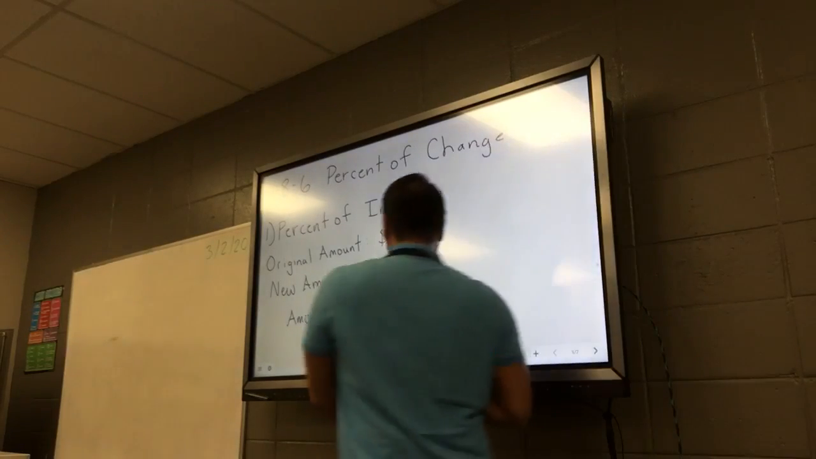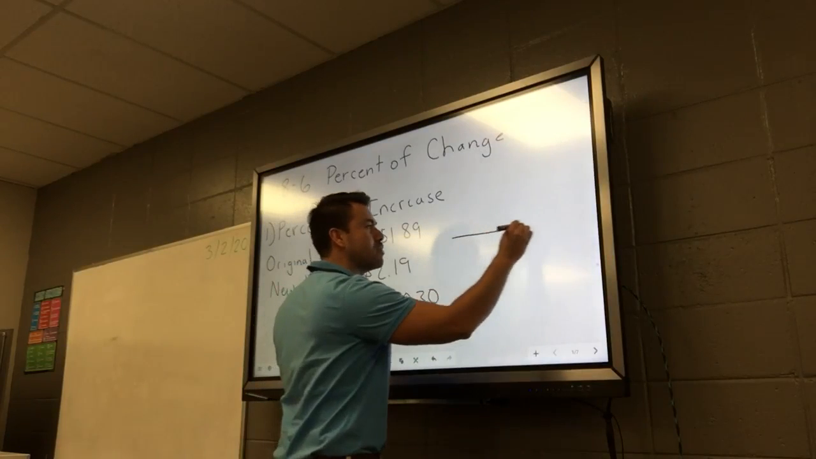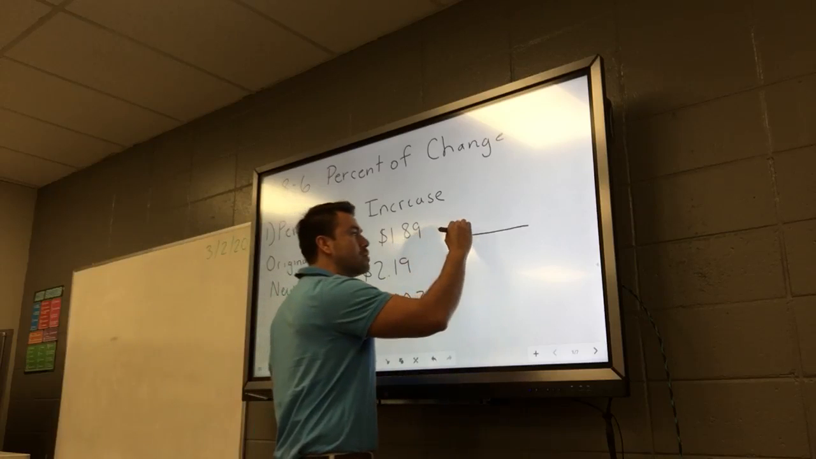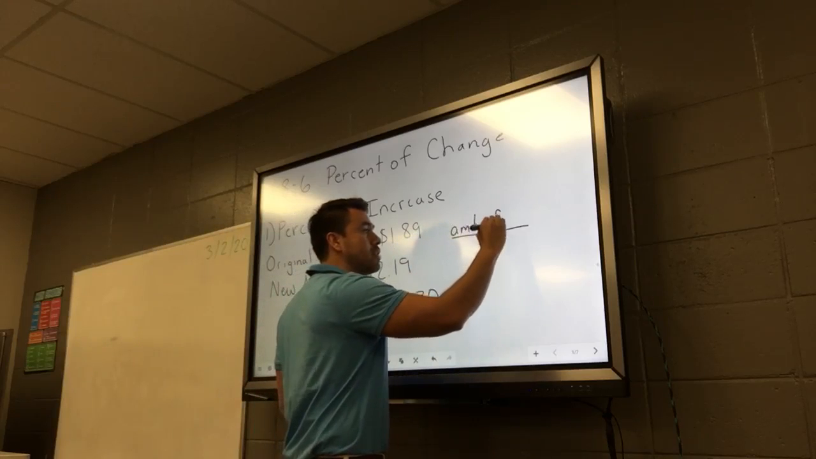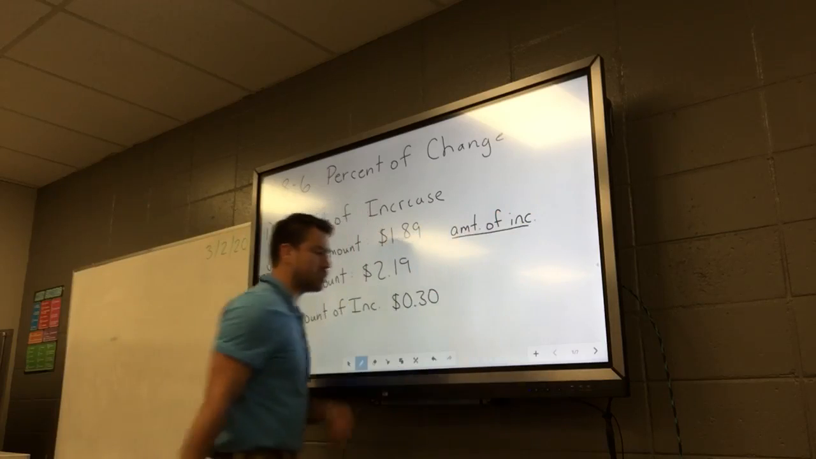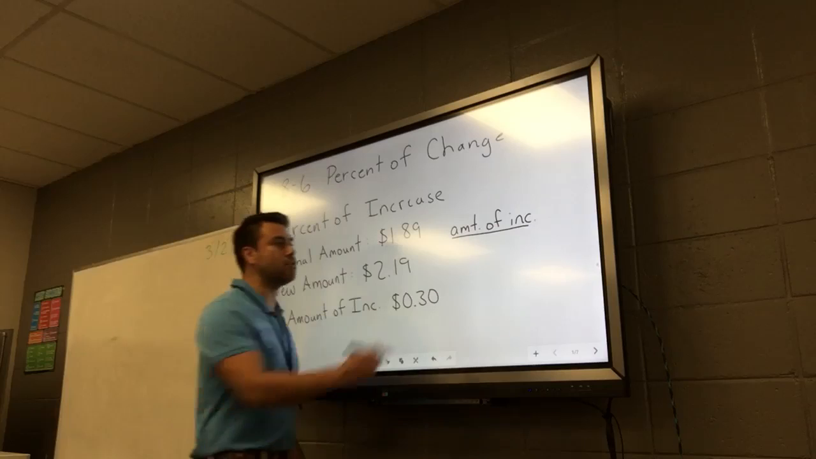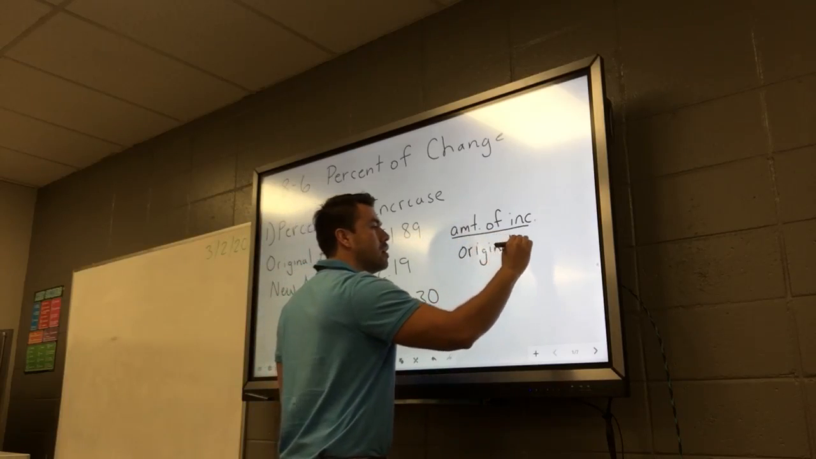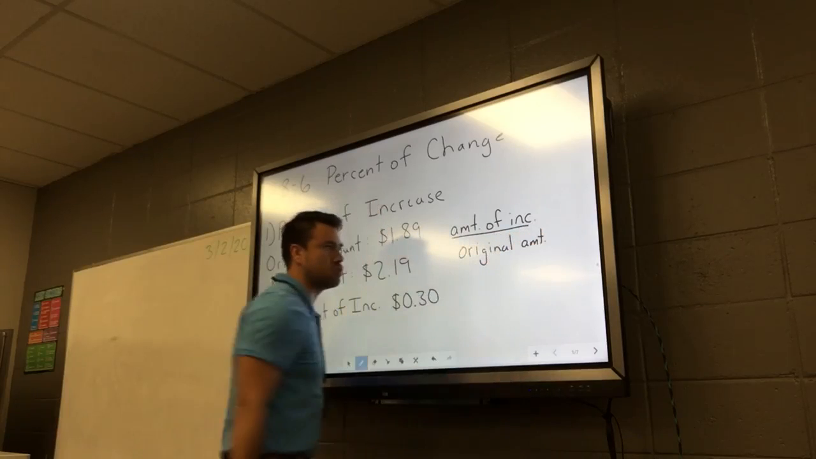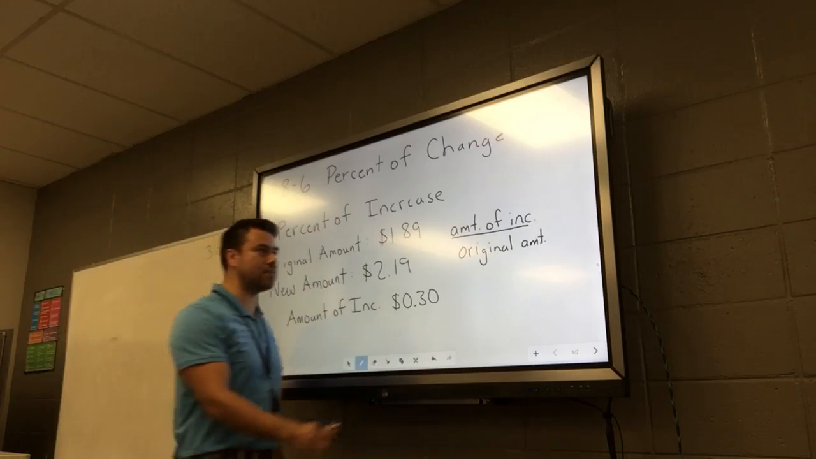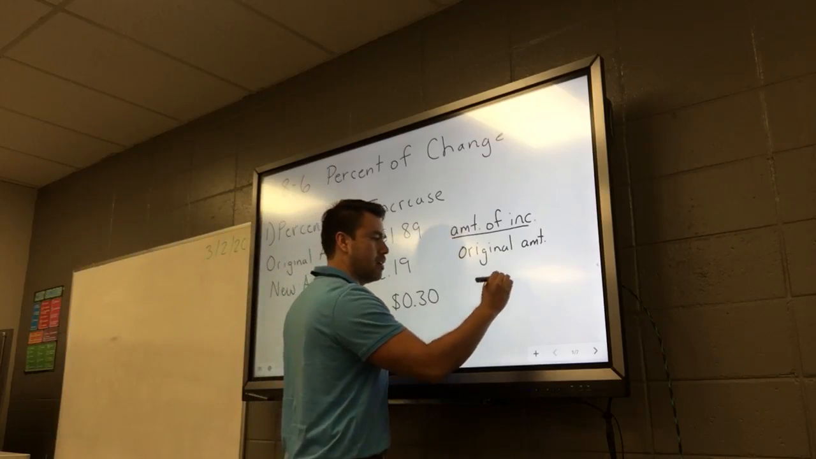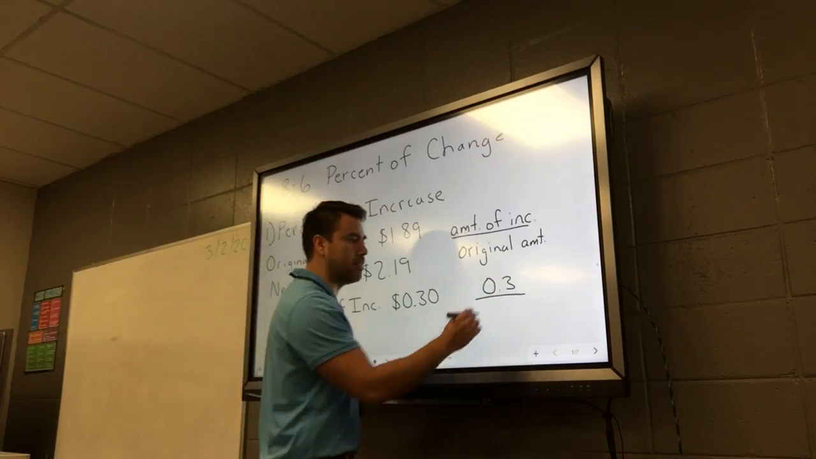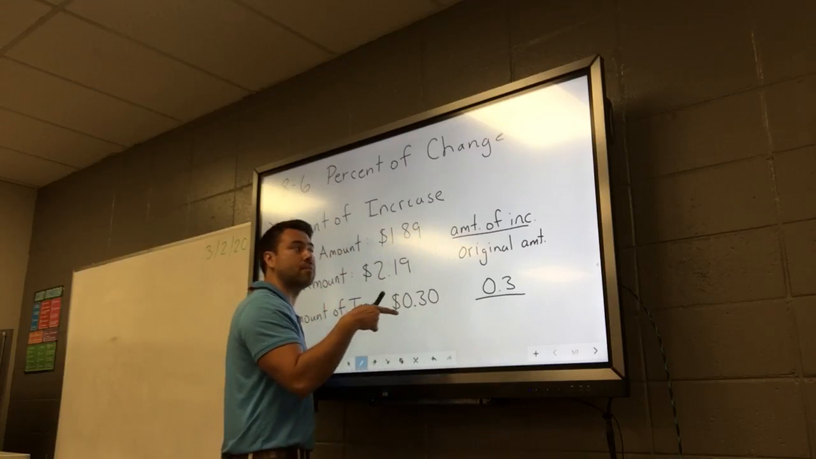All right, here's the formula for the percent of increase. You take the amount of increase, which we just found out, 30 cents, and you put that over the original amount. So what was the amount of increase? 30 cents, which you could put now as 0.3 because you're actually going to work it out. And what was the original amount?